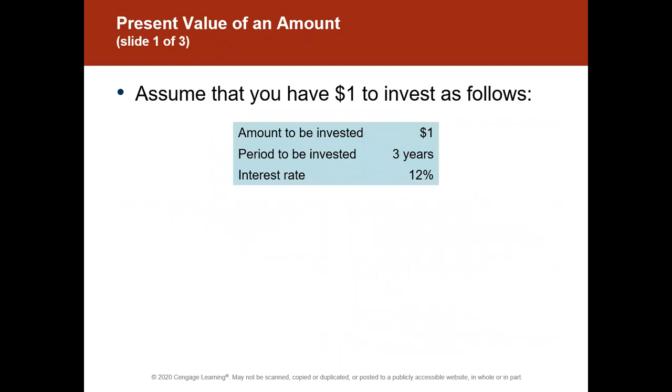So here's the idea. Assume you have $1 to invest as follows. The amount to be invested is $1. The period to be invested is 3 years, and the interest rate is 12%. We would say that the present value of this investment is $1, and then we could calculate what some future value at the end of 3 years would be if it earned 12% per year.